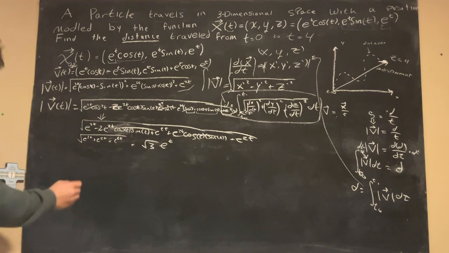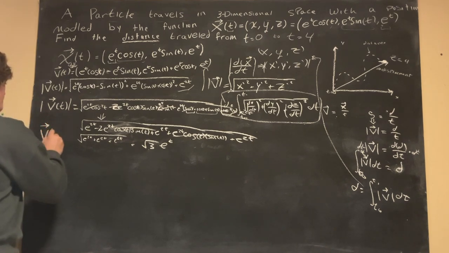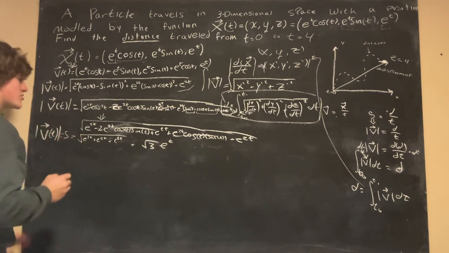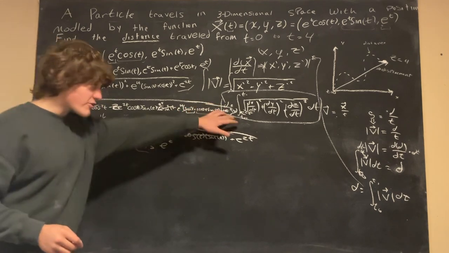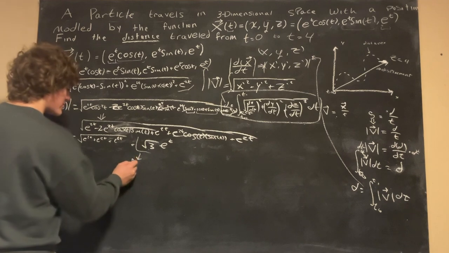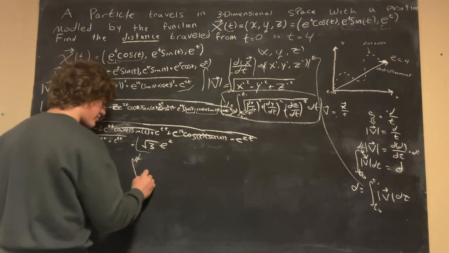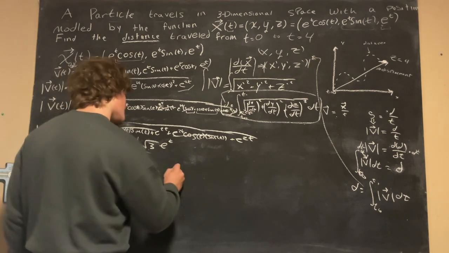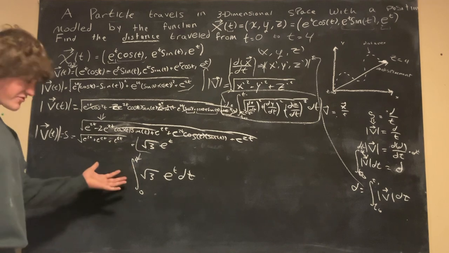So what this tells us is that this is the magnitude of our velocity, which is equal to our speed. So this is our speed function. Now we just need to integrate that. This now becomes the integral from 0 to 4 of the square root of 3 times e to the t dt. This is just a very simple integral.